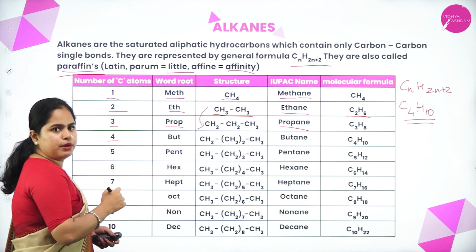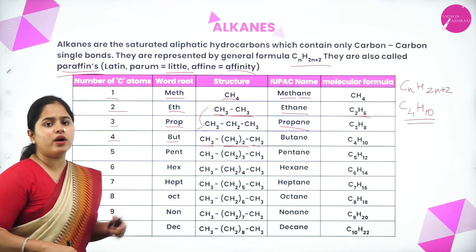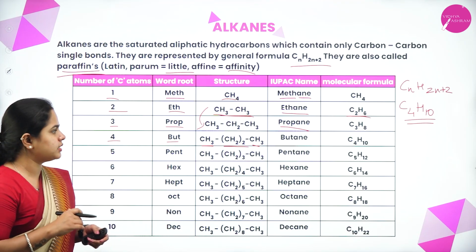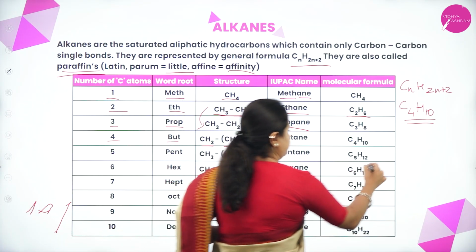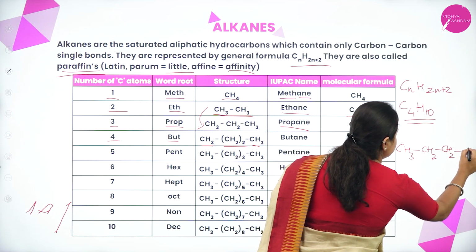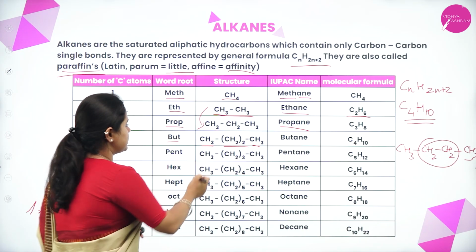Next one is 4 carbon atoms, it is but, CH3(CH2)2CH3. Now why is it written CH2 twice? Instead of expanding it and writing, we can condense it and write it in this form. That is CH3, CH2, CH2, CH3. So these two CH2s can be combined and written as (CH2)2. That's it.